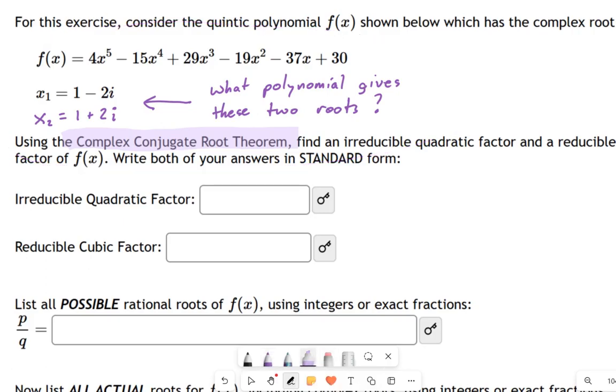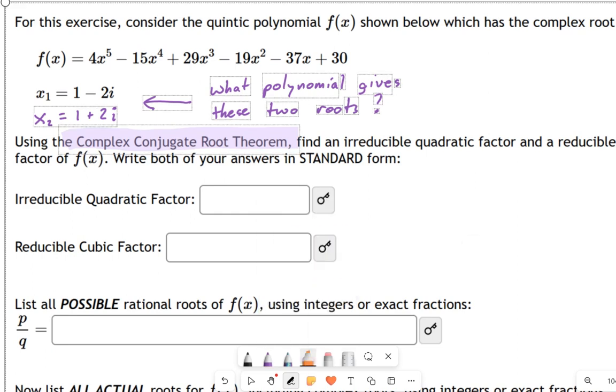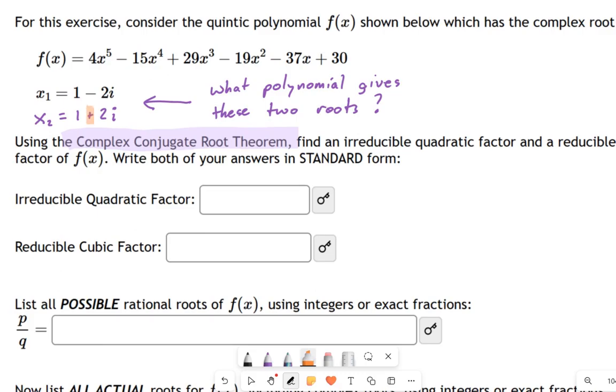One of those roots you were given, okay? This root, the problem told you. But the next root, right below it, the x2, I got by knowing what the complex conjugate root theorem says, which is basically this. If you have a 1 minus 2i, then the other root has to be a 1 plus 2i, right? You just switch that sign. So what polynomial gives these two roots?